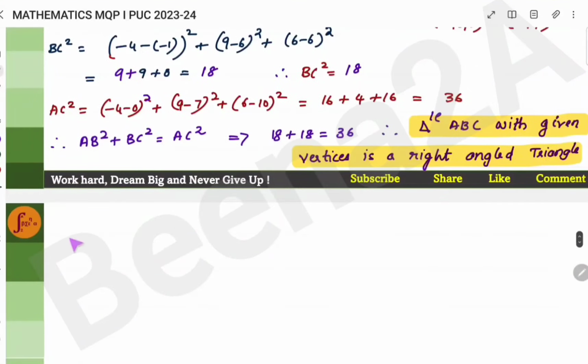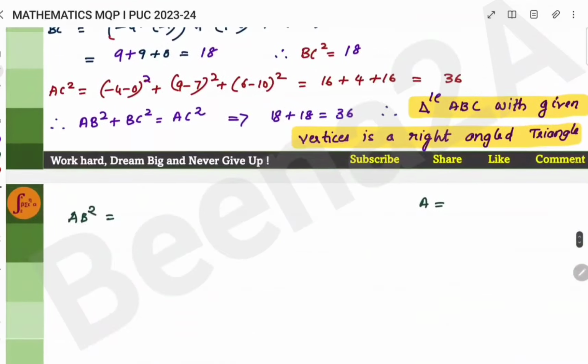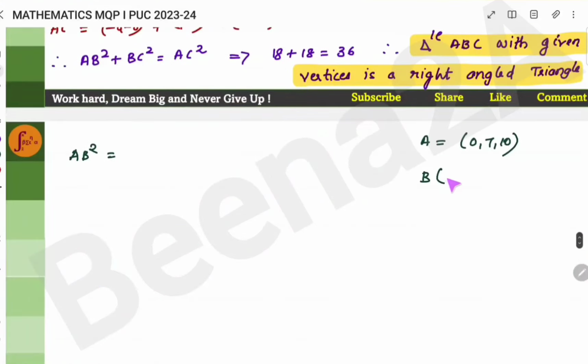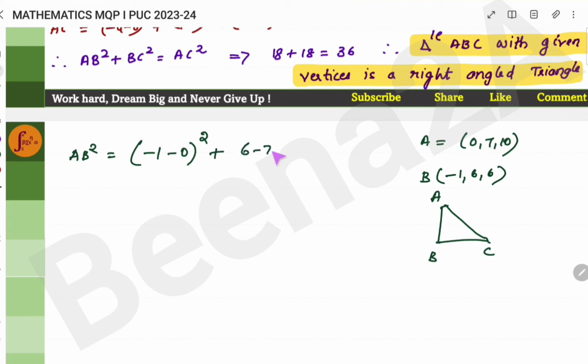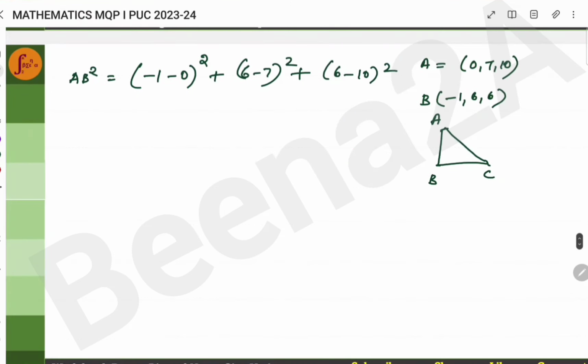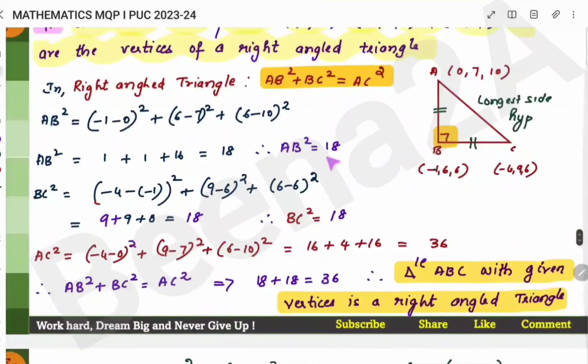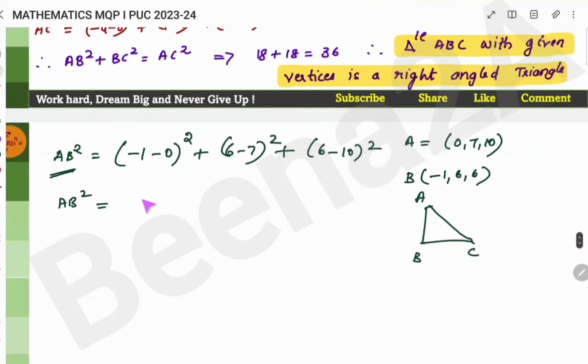Like this. So we'll form AB square. A is nothing but (0, 7, 10) and B is nothing but (-1, 6, 6). So AB square is (-1 minus 0) the whole square plus (6 minus 7) the whole square plus (6 minus 10) the whole square. So this will be the length of AB, right? When you simplify, you will get 18 as the answer. AB square will be 18.